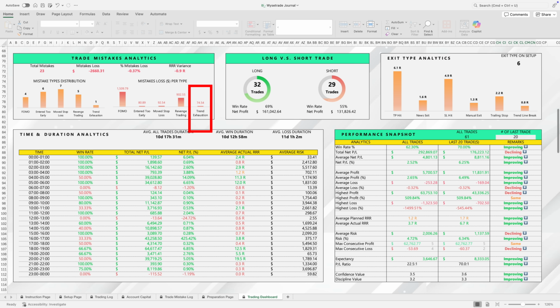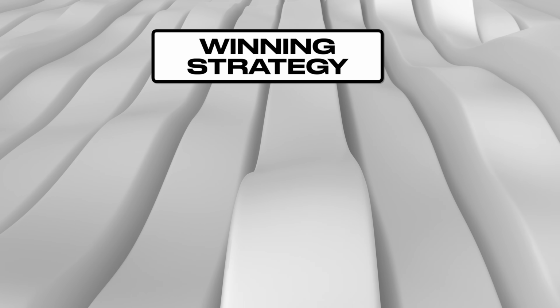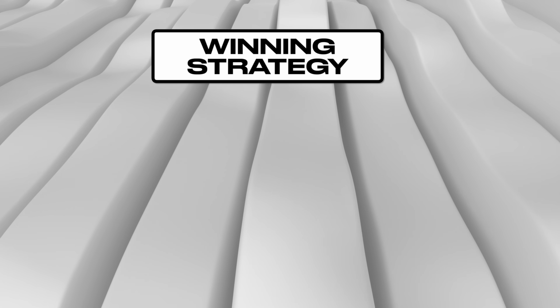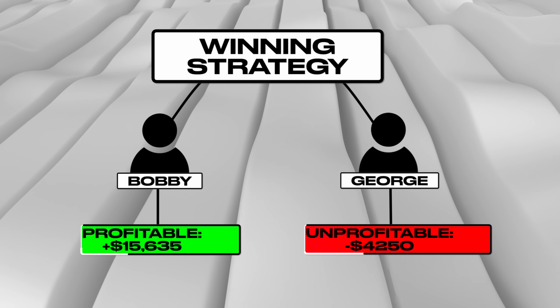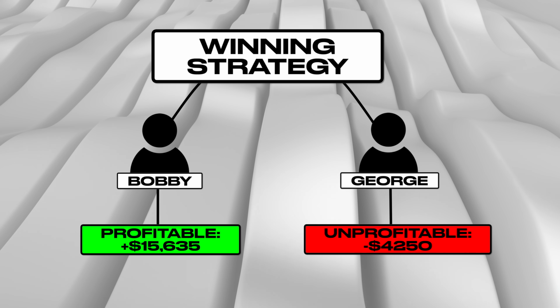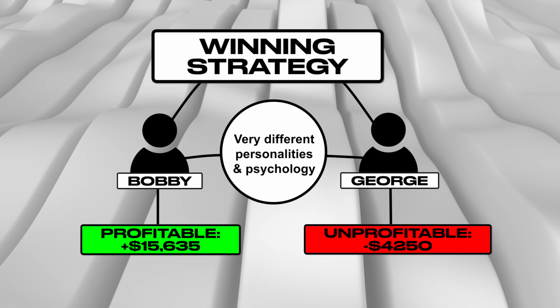Now, the most important part. What is the actual psychology behind trade journaling? There are a ton of winning strategies, but here's the thing. Two people using the same winning strategy can result in drastically different results. The reason for this is because everyone's personality and psychology is different.